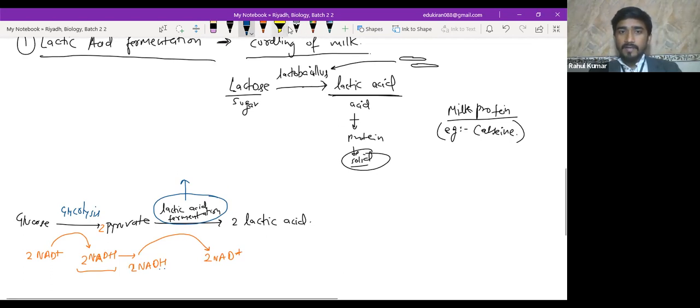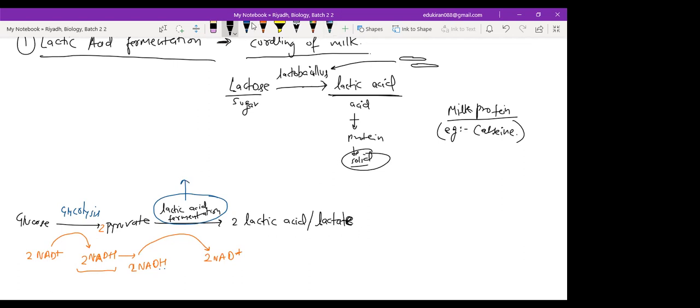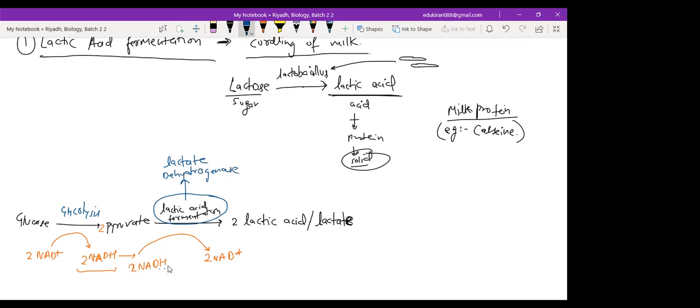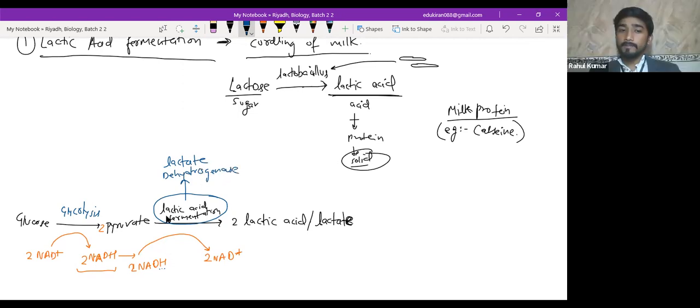What is the other name of lactic acid? Can I call it lactate? Because to stay in the cell, it has to be in the form of lactate, otherwise it will hurt, right? Yes, sir. So we can call it lactate, and the enzyme is called lactate dehydrogenase. Do you understand why it's called dehydrogenase? Yes, because this hydrogen is getting removed.